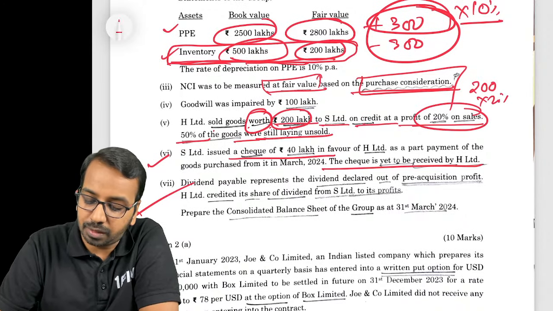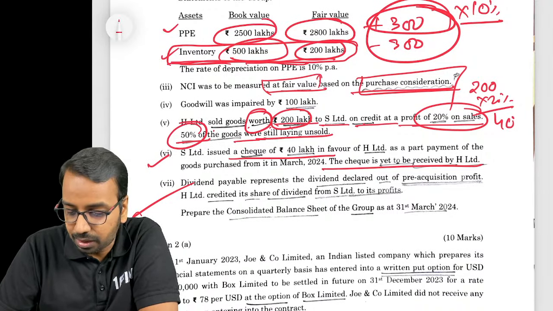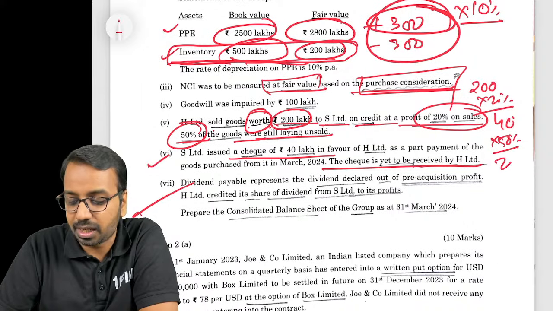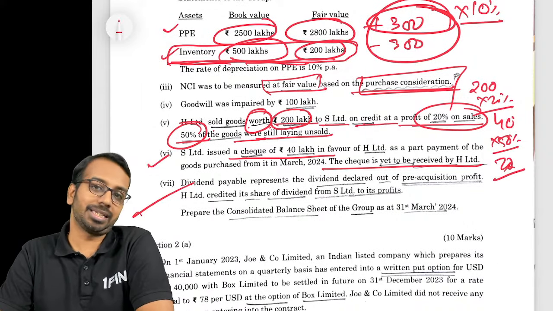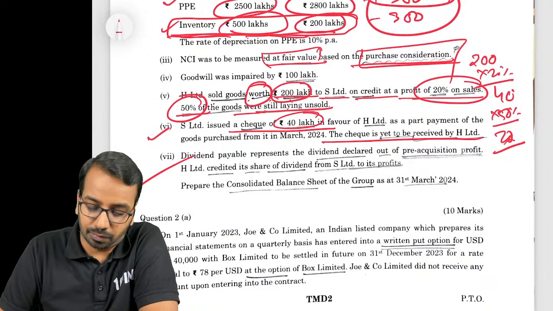So 20% of 200, if I do, I get 40 of profit. Out of this, 50 is unsold, so I will take only 50% of that and I'll get 20 of unrealized profit, right? Then they should have taken 40 lakhs, this we have already discussed.